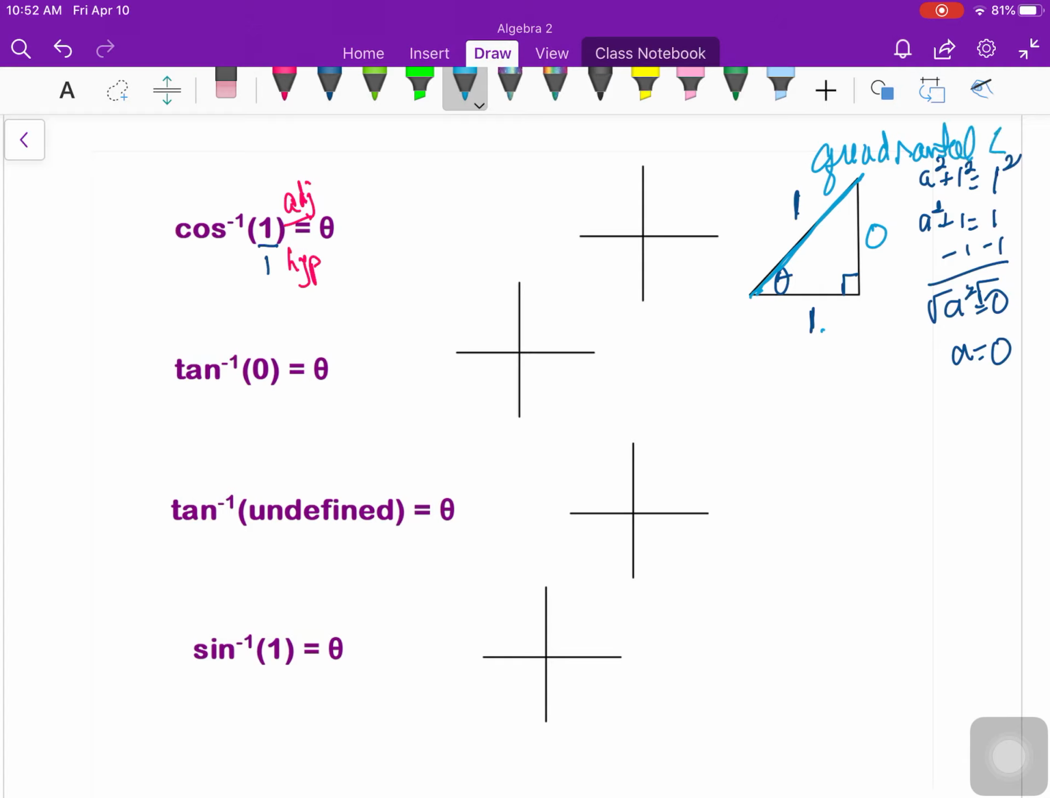So quadrantal angles mean they fall on the quadrant. Well, this adjacent is always my x. This opposite is always my y. So I see I have the point 1, 0, x, y. So 1, 0 falls right here. So that is 0 degrees. So my theta ends up being 0 degrees.